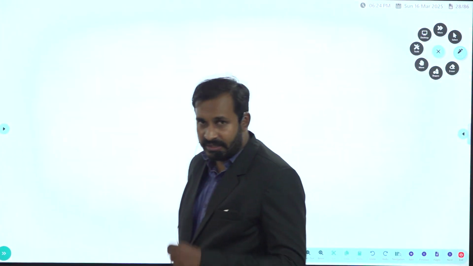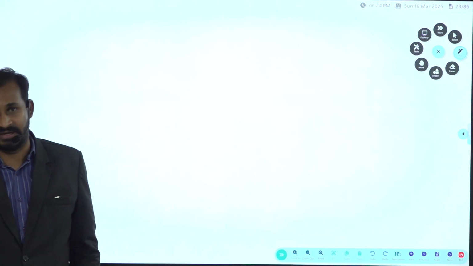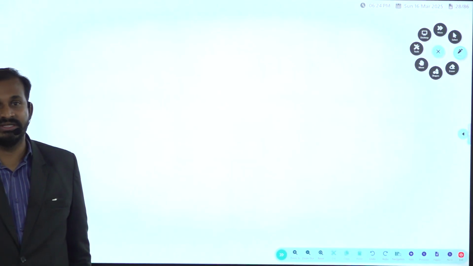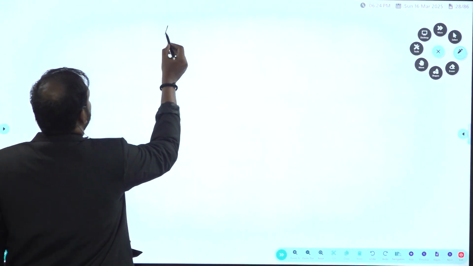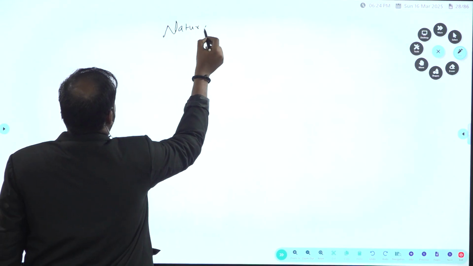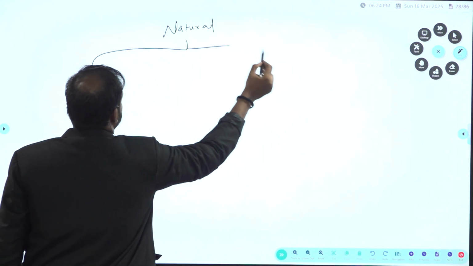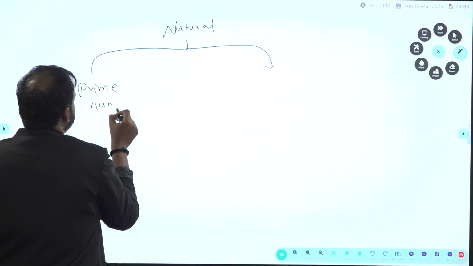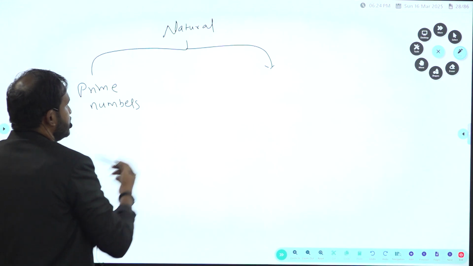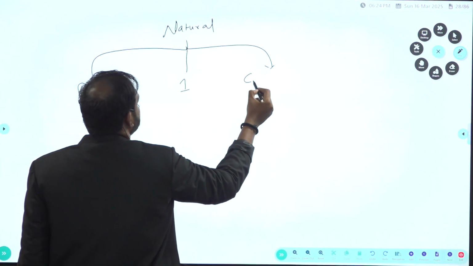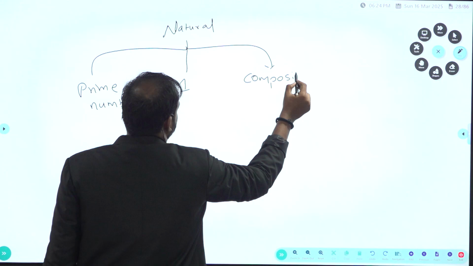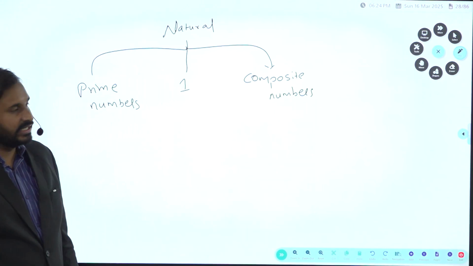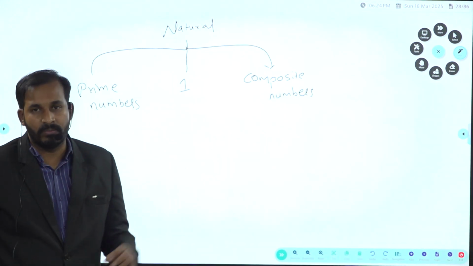See here, these natural numbers are further divided based on the factors they have. These natural numbers are divided into 3 categories once again. One is prime numbers, that means based on the factors. The other one is 1, and the other one is composite numbers. So natural numbers are further divided into 3 categories: prime numbers, 1 and composite numbers.